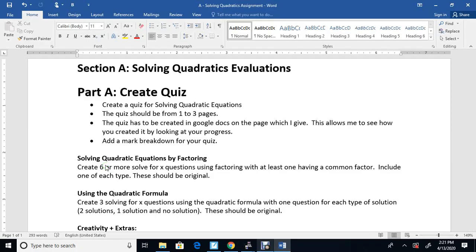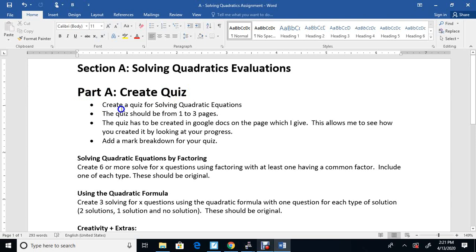Okay, so I am going to go over the evaluation here. At the end, I want you to create a quiz. I'm trying to make this as simple as possible, so hopefully you can get it done in an hour. I did have it a lot longer initially, but I've decided to shorten it and just look at the basics. So here we go. There's two parts.